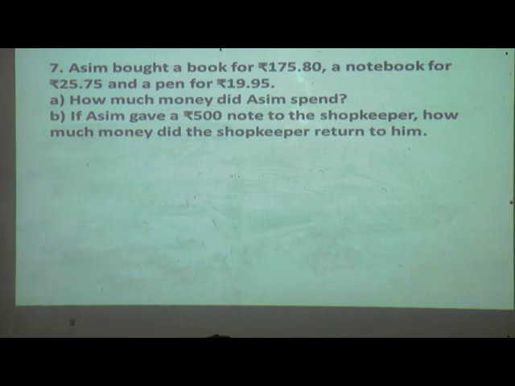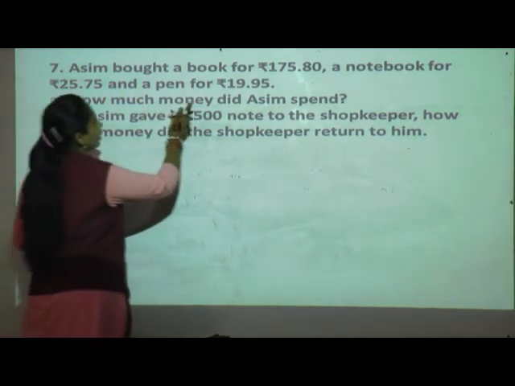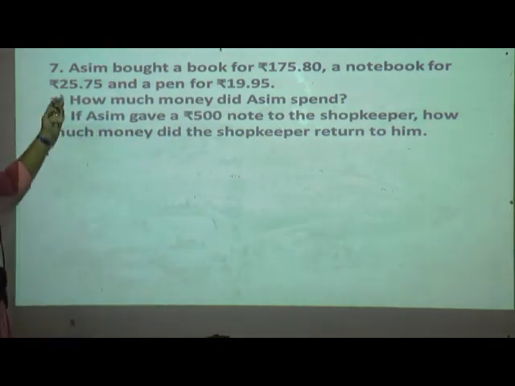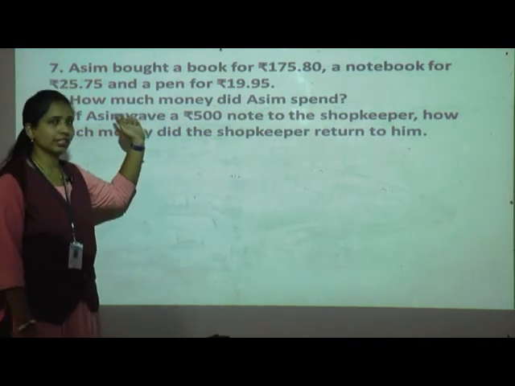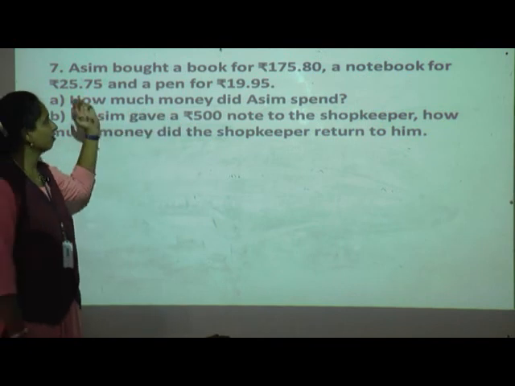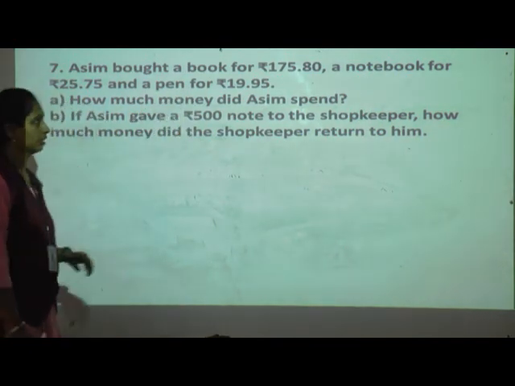So what is the first question? What did he buy? Book, notebook and pen. They have given the amounts of three things. Then first we have to find out how much money Asim spent. See, if you go to a shopkeeper and want to buy these three things, you will give money. So how much did he spend? For that we need to add these three amounts together, isn't it?